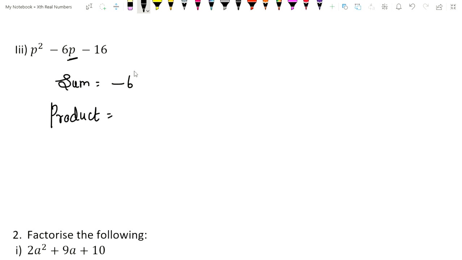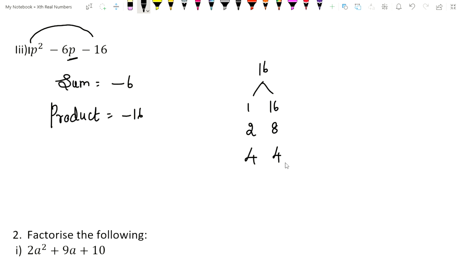the multiplication of the constant and the coefficient of p square. See here, what is the coefficient of p square, children? 1. Okay, now you multiply this. 1 into minus 16, what will you get? Minus 16. First find out the factors of 16. 1 into 16 you will get 16. 2 eights are 16. Then 4 fours are 16.